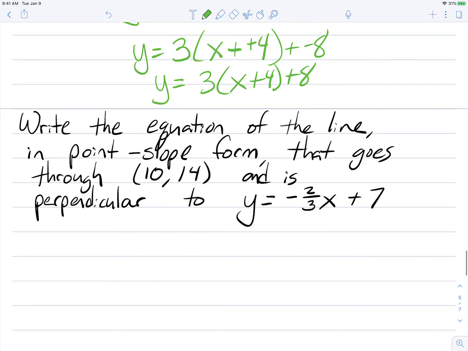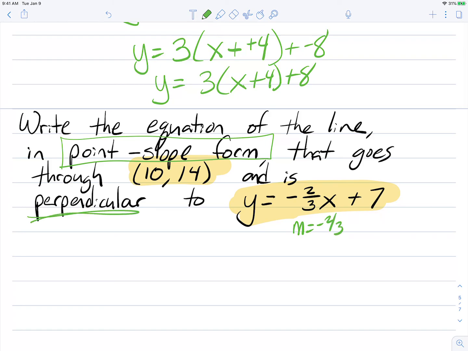Okay, last problem. Write the equation of the line in point slope form that goes through the point (10, 14) and is perpendicular to y equals -2/3 x plus 7. Okay, the slope of this line is -2/3. Perpendicular slopes are negative reciprocals, which means the slope I'm looking for is the reciprocal of 2/3, that makes it 3/2, and the opposite sign, since the original line is a negative slope, this new line is a positive slope.